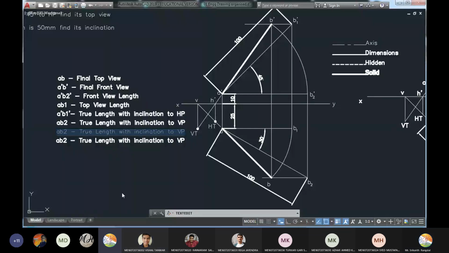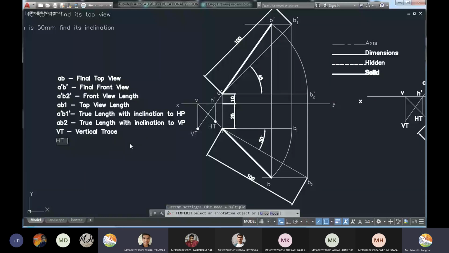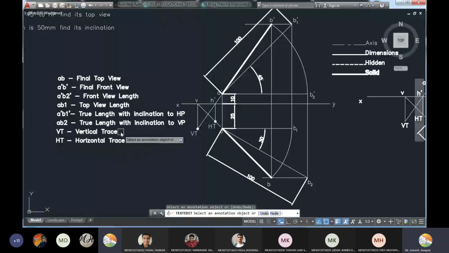VT and HT. So what is VT? Capital VT is the vertical trace. What about capital HT? Horizontal trace. Now there is one more point which is overlapping horizontal trace and vertical trace. What is that point?